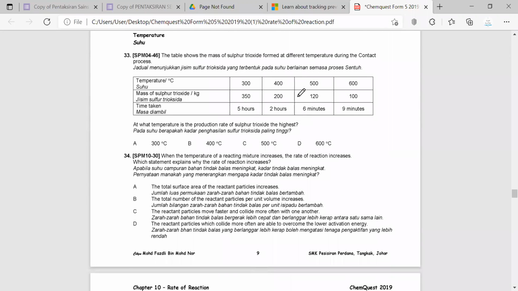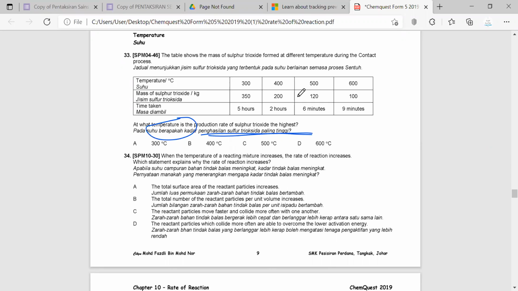Okay, we go to temperature. At which temperature is the rate of production of sulfur trioxide the highest? D, 600 degrees Celsius.